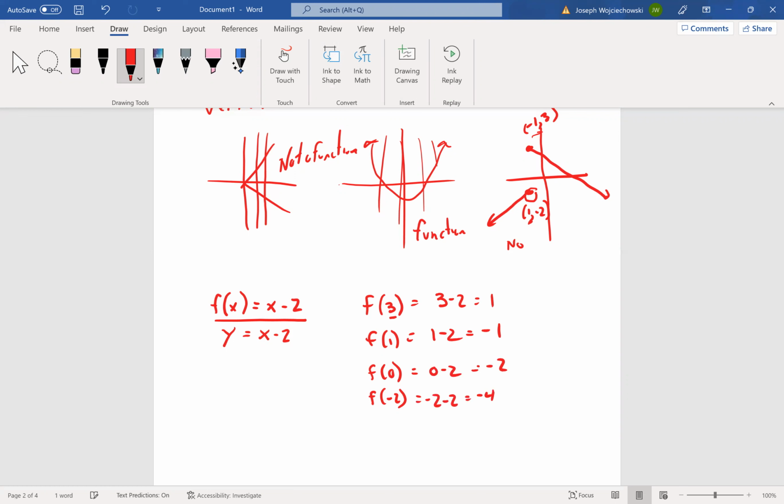-4. So I would have the corresponding points, 3, 1; 1, -1; 0, -2; and -2, -4. That would be the points represented by this. I could graph these points and draw the line that passes through them.